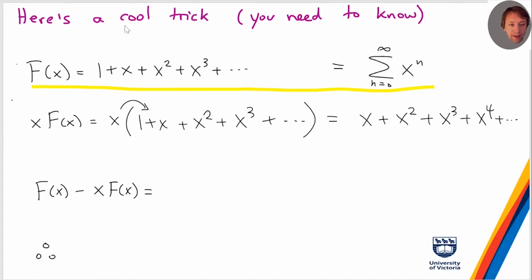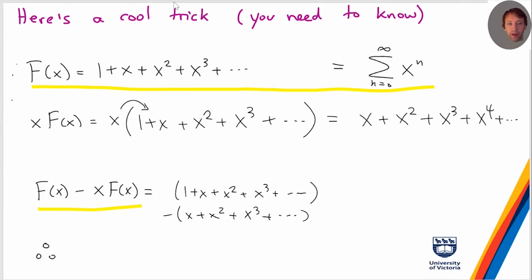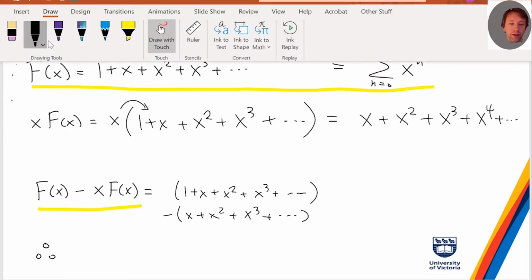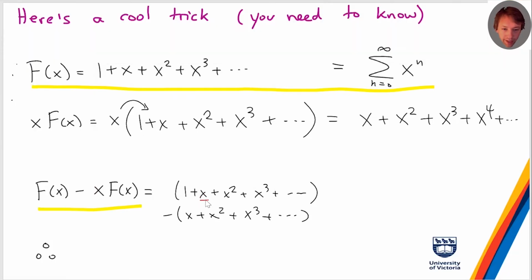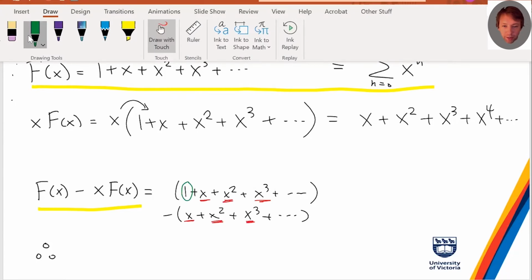So what happens if I take f of x minus x times f of x? Any thoughts? The point is there's a lot of cancellation. Yeah, exactly. You're just going to get 1, because you've got 1 plus x plus x squared plus x cubed, etc., and then I subtract x plus x squared plus x cubed plus and so on. This x gets canceled by this negative x, and this x squared gets canceled by this negative x squared. Everything cancels except for the first term, the 1. So it just equals 1.